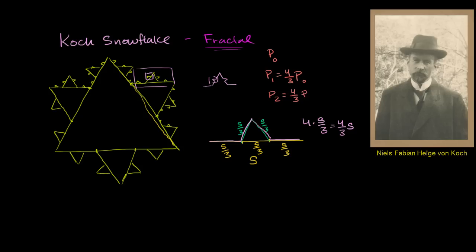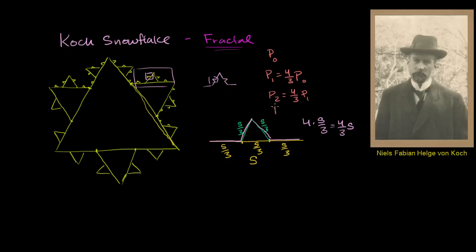So every pass you take, it's getting 4/3 bigger, or I guess a third bigger on every pass. It's getting 4/3 the previous pass. And so if you do that an infinite number of times, if you multiply any number by 4/3 an infinite number of times, you are going to get an infinite length. So P infinity, the perimeter, if you do this an infinite number of times, is infinite.